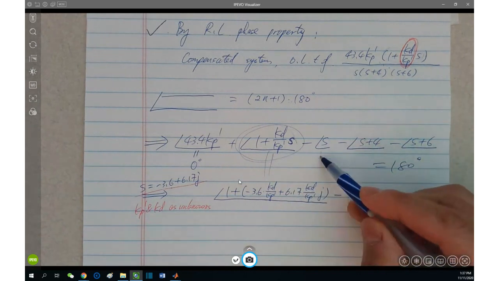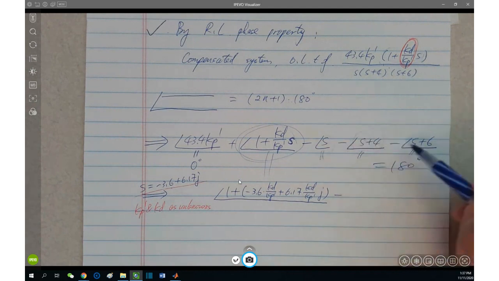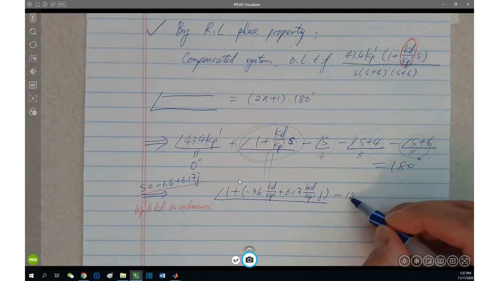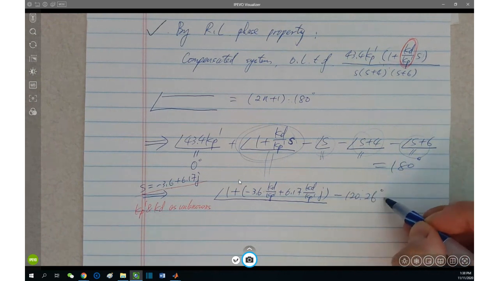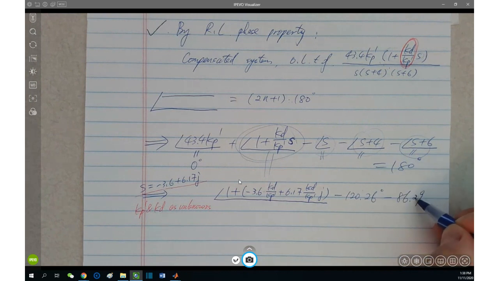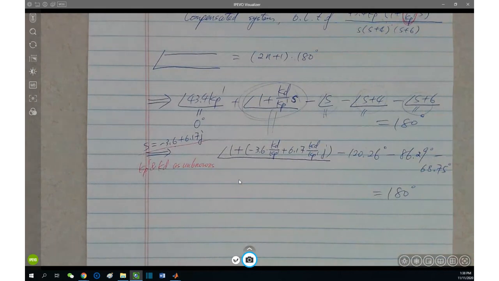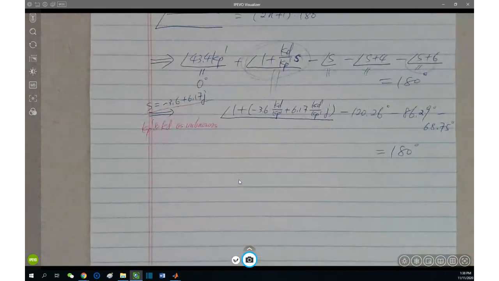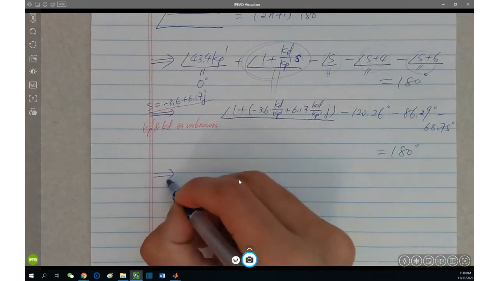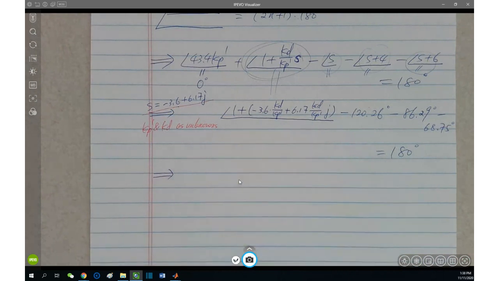Minus one angle here, and one angle here. These three angles are fairly easy, right? You just substitute the S value and then you get the angle. If you do everything correctly, you should have an angle of 180°. And here, of course, we keep moving. Then what's the angle of this guy? Any idea how to deal with this?